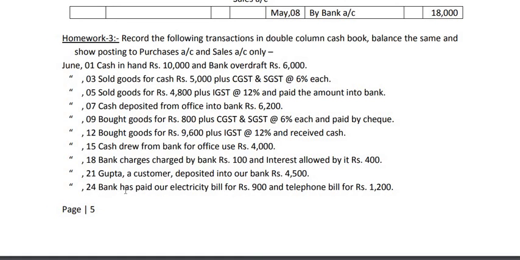Then the last one, bank has paid our electricity bill 900 and telephone bill 1200. These both will come in the credit side of bank column: by electric charges 900 in bank column and by telephone charges 1200 also in bank column. After that you balance the book and make posting to the purchases account and sales account. Next day we shall do a similar type of illustration number 4. Thank you.